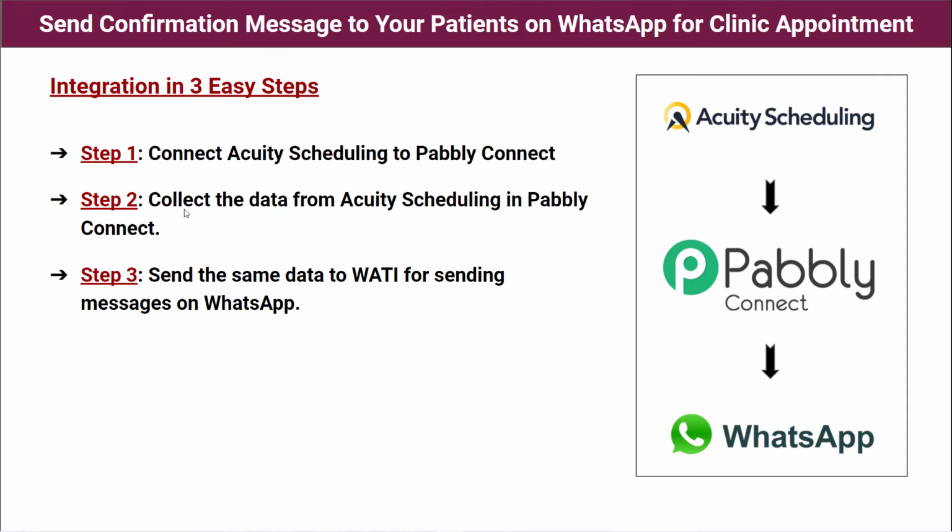Step 2 is to collect the data from Acuity Scheduling in Pably Connect. We are going to make a dummy appointment in Acuity Scheduling, and the details of that appointment will be available in Pably Connect. Step 3 is to send the same data to Vati for sending the messages on WhatsApp. Remember, we are using Vati to send the WhatsApp message. You must be thinking, I thought we would be sending the messages directly on WhatsApp. Here's the thing: WhatsApp APIs are limited, so we are using Vati to send the WhatsApp message.